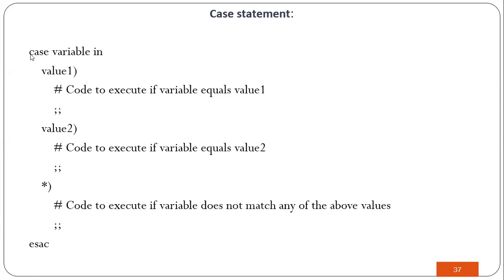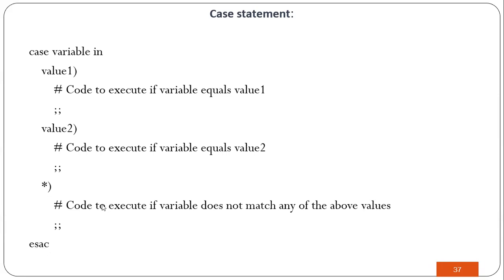We begin the case statement using the keyword case, then the variable, in, and then different choices: value 1, value 2. When the variable value is value 1, it will execute the code in the value 1 condition. If it is value 2, it will execute the code in value 2. If the variable value is not value 1 or value 2 and is something else, it will go to the last block, which is star. This block will execute this code. And this is the closing of the case statement.